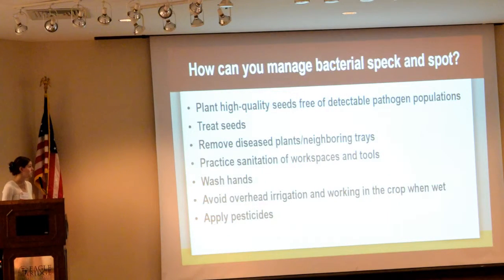So for both of these, you want to plant high-quality seeds free of detectable pathogen populations. You want to treat seeds, remove diseased plants and neighboring trays. Again, that's particularly with transplant production. You want to practice sanitation of workspaces and tools and wash your hands. And avoid overhead irrigation and working in the crop when wet, and then some pesticides may be effective at reducing disease.